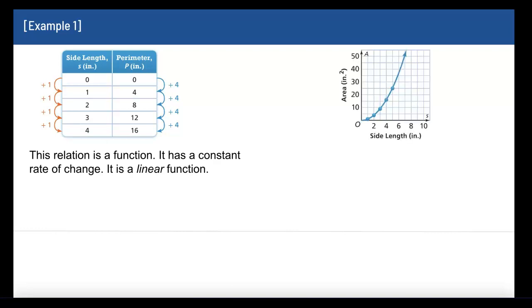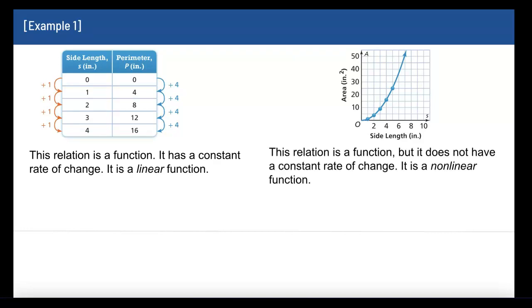Here is the graph that shows side length and area. We can see that this relation is a function as well because it passes the vertical line test, but it does not have a constant rate of change. It is a nonlinear function.